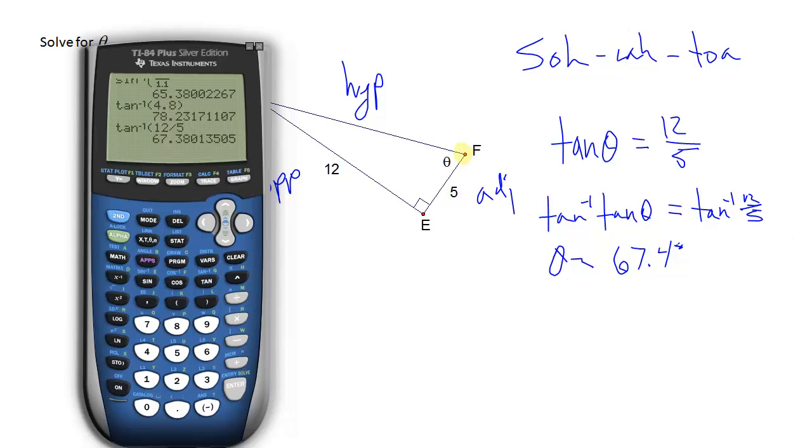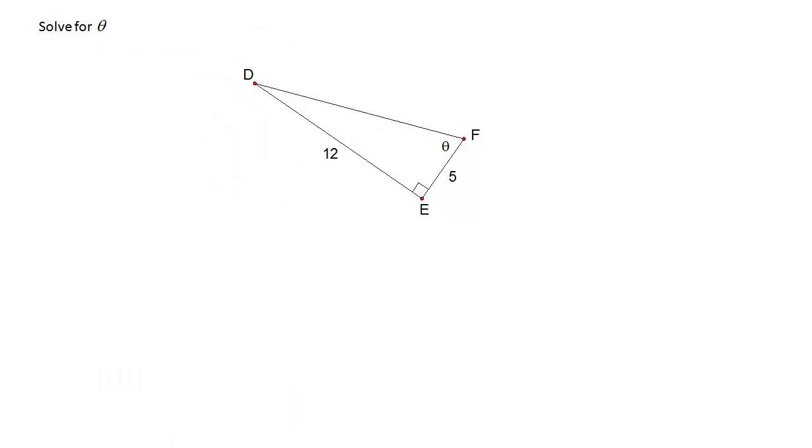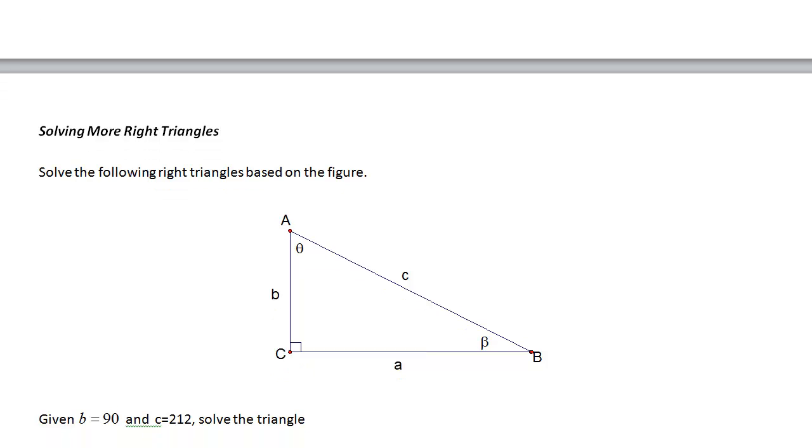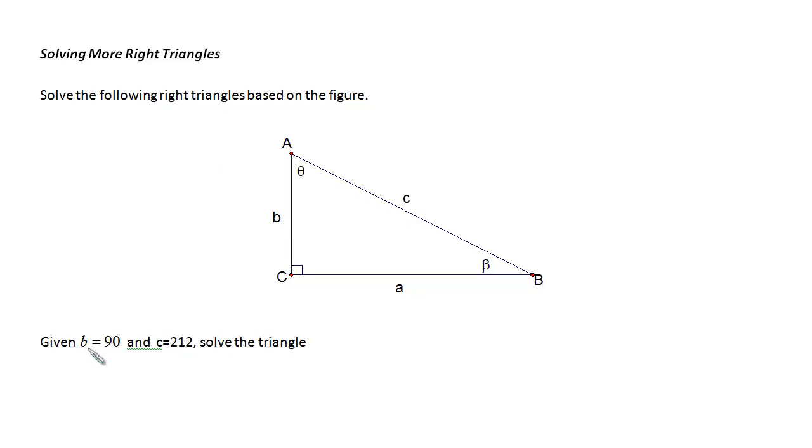Okay, let's take a look at another example. So again, similar setup. I know that side B is 90. I know that C is 212. And it wants me to solve the triangle. So I'm going to find all the missing pieces, which is really only two other things.